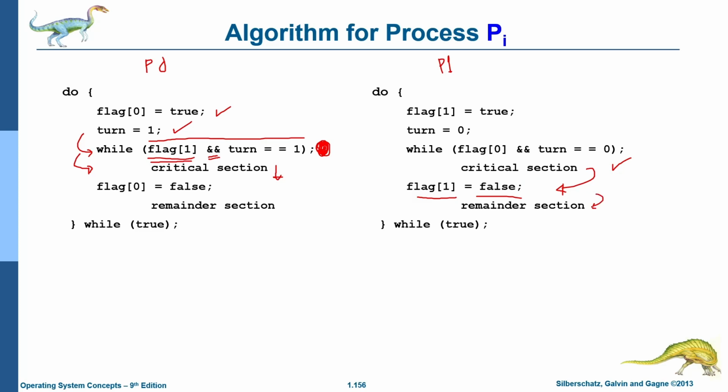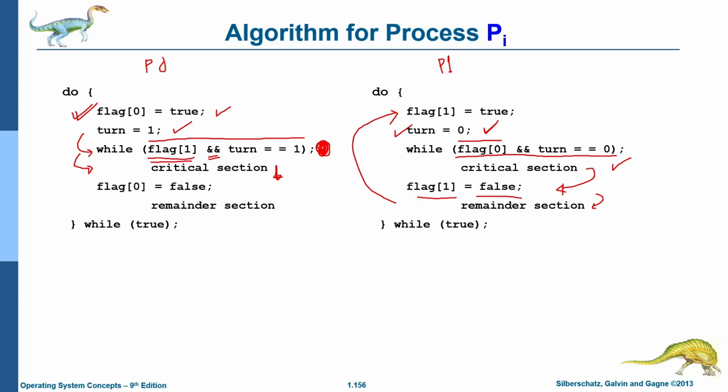P1 runs its remainder section, then it comes back to the top where it again expresses interest that, okay, I am interested in running, but I'll give you the chance to run. So it sets the turn variable to 0. Then it runs this condition. Is the process P0 interested in running? Yes. It has done that at the beginning. And is it actually running in its critical section? Yes. Who set this variable turn to 0? This process only, P1. Is P0 running in its critical section? Yes, it was.